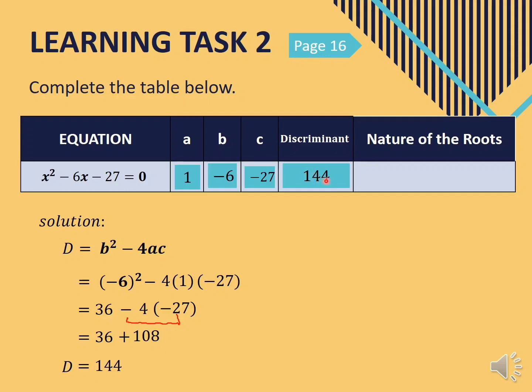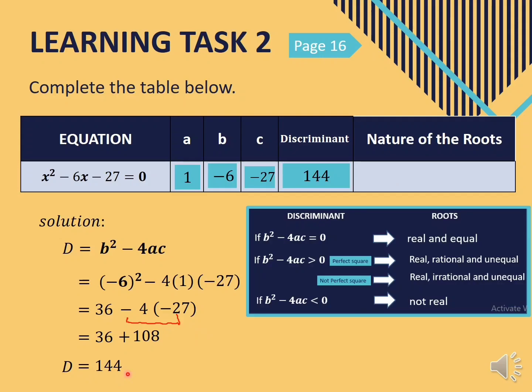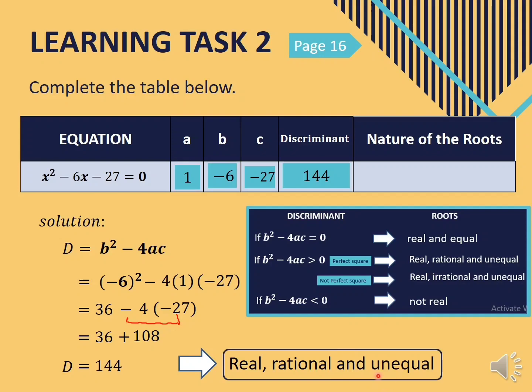And for the nature of the roots, i-recall natin yung nature of the roots. Paano nga to? The discriminant is greater than 0. And 144, is it a perfect or non-perfect square? Correct. So, that is a perfect square number. So, therefore, how will you describe the nature of the roots? The roots are real, rational, and unequal. So, therefore, yan po yung nature of the roots. So, yun yung ilalagay natin sa ating table.